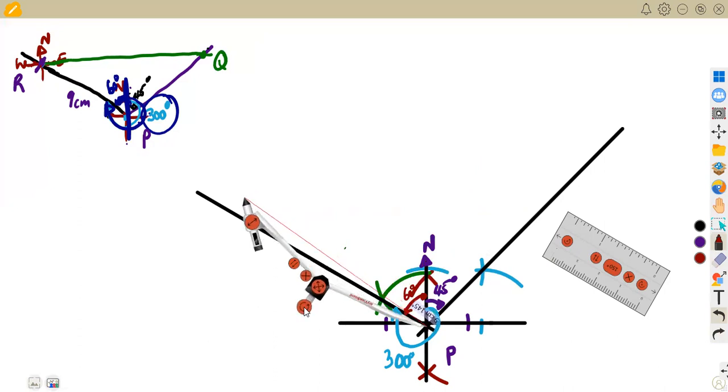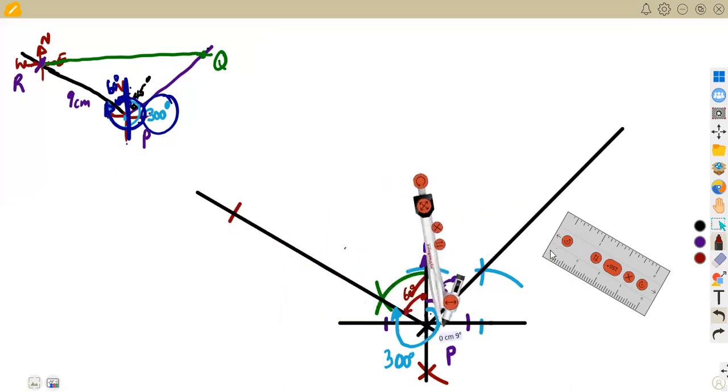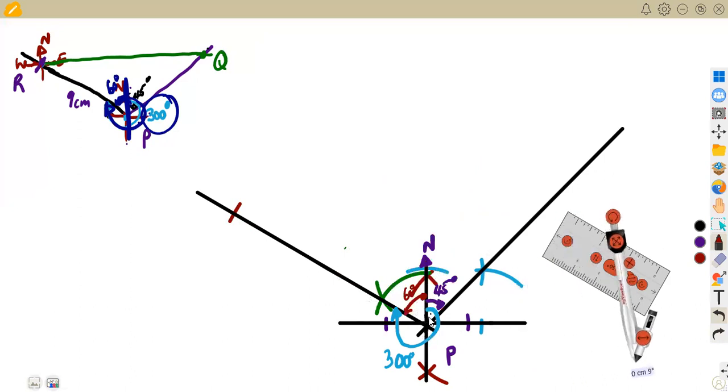Somewhere there, let it be closer to the line. So this is the arc that we are going to have. We have constructed a point which is 9 centimeters from the point P. So that is our point R. R is lying at this point.